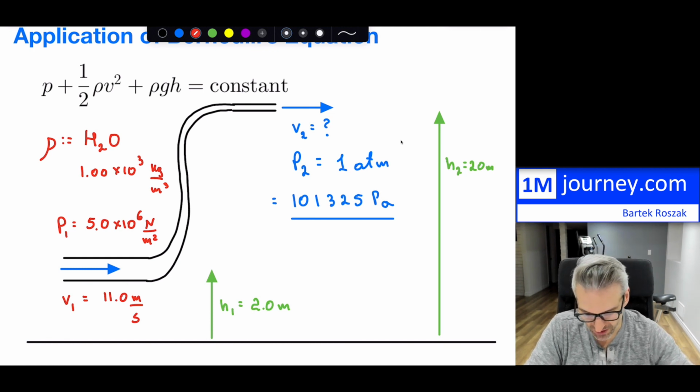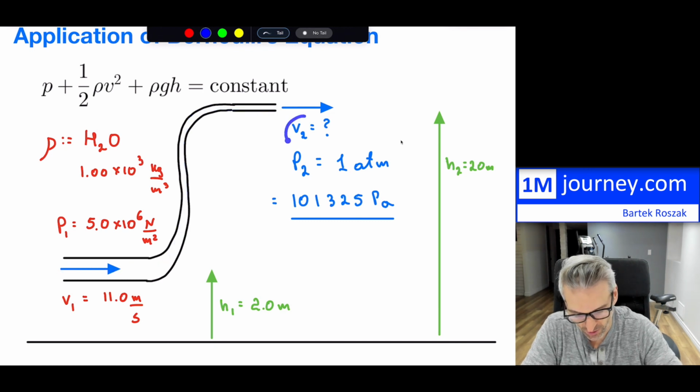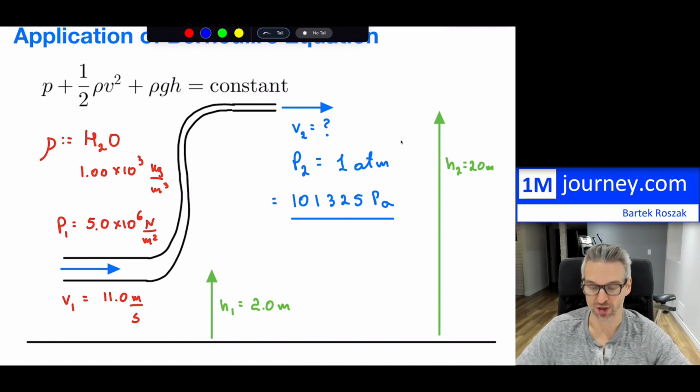Now, we have this water and it is flowing through, so maybe this is some kind of a hose which then narrows down, and it looks like we want to be able to find out what the speed at the exit point is. So let's take a look and see. And we're going to be applying Bernoulli's equation in order to solve this.